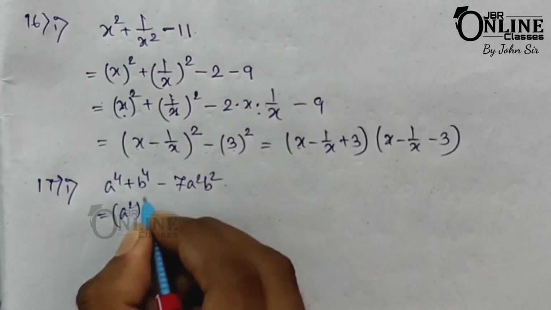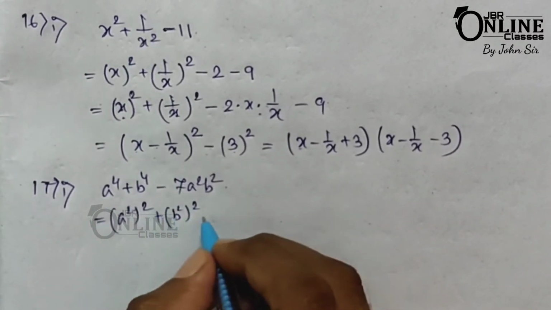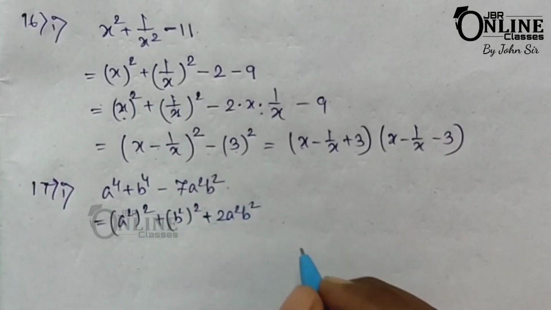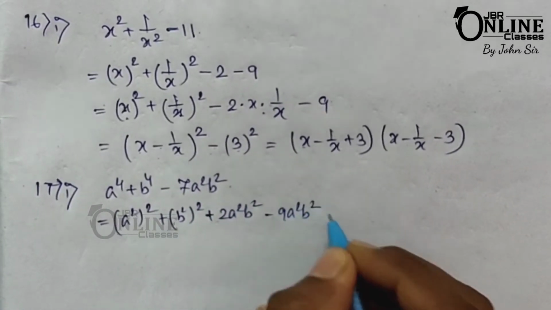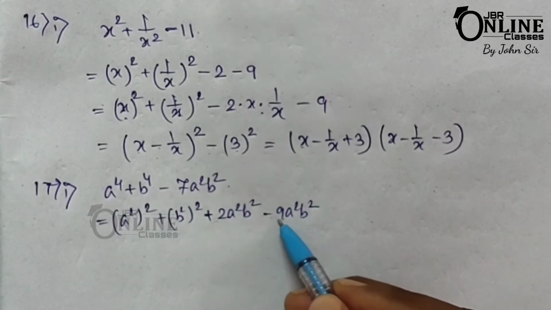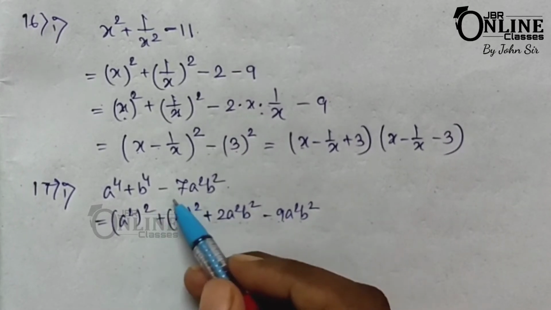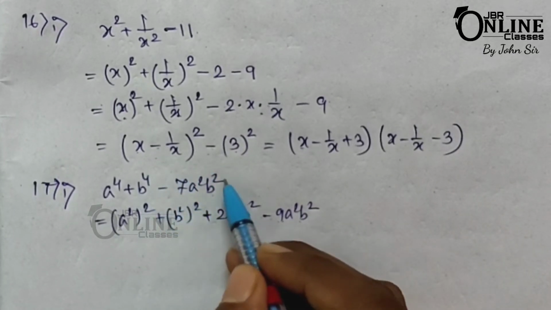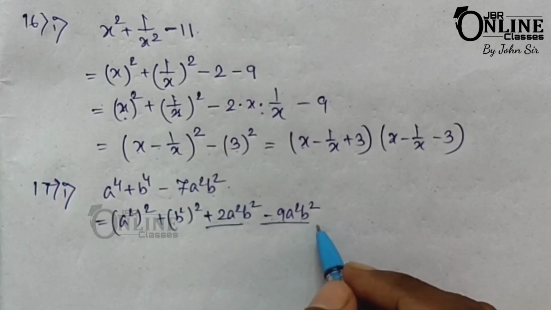So a square whole square is a to the power 4, then b square whole square is b to the power 4. Now next thing is, if you write down here plus 2a square b square, and then write down minus 9a square b square, as minus 9a square b square plus 2a square b square gives minus 7a square b square. So you can write minus 7a square b square in this way.